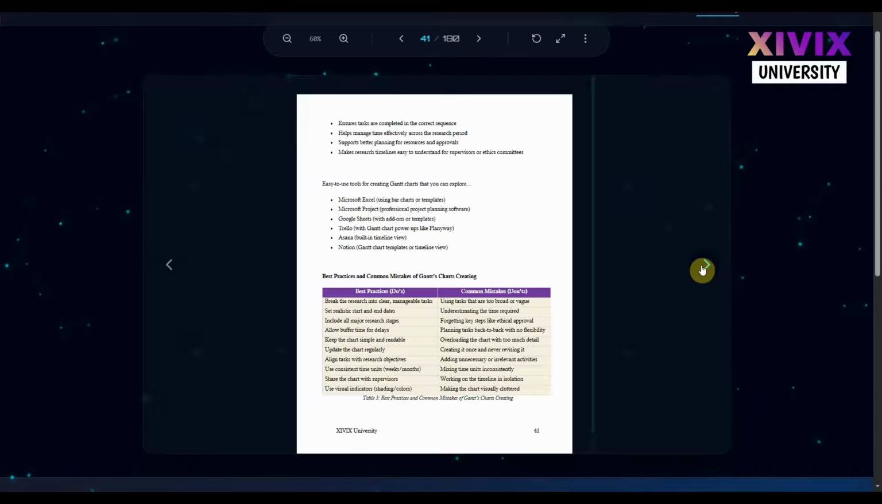As project management tools, you can use Microsoft Excel, Microsoft Project, or Google Sheets. All these software applications allow you to create Gantt charts, and the choice of tool depends on your personal preference or your familiarity with the ecosystem. We have also created a table that includes the best practices and the common mistakes when it comes to the creation of Gantt charts. So feel free to make use of this table when you're creating your own Gantt chart, because we hope that this will help you along the way.